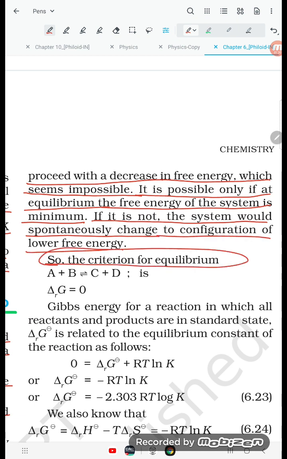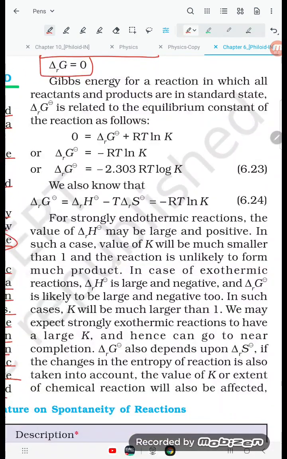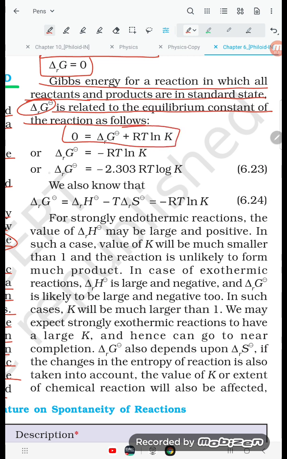So the criterion for equilibrium, A plus B reversible C plus D, is that the Gibbs free energy change is going to be 0. So for the Gibbs energy of a reaction in which all reactants and products are in the standard state, delta G naught is related to the equilibrium constant of the reaction as follows. 0 is equal to delta G naught plus RT ln K. So delta rG naught is equal to minus RT ln K. It is delta G naught is equal to minus 2.303 RT log K.